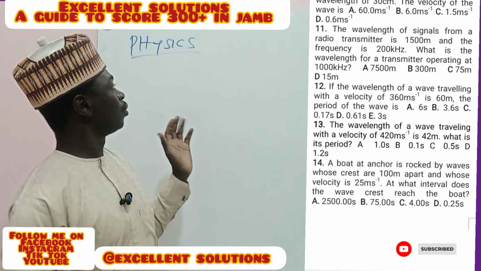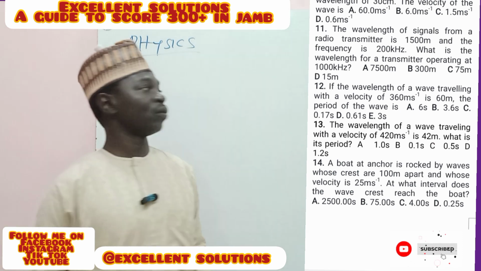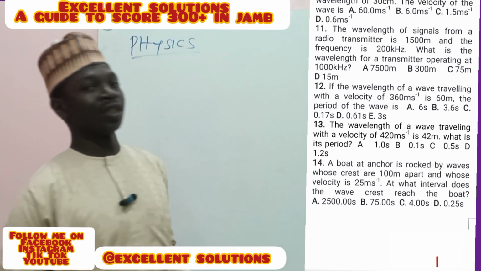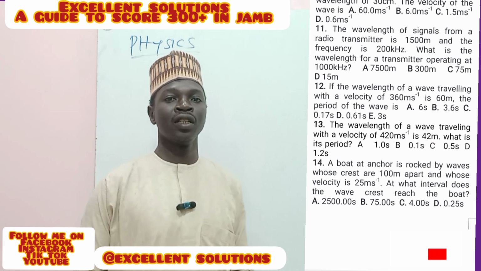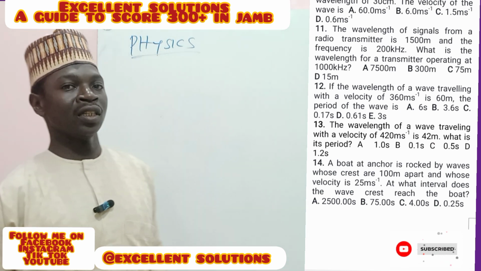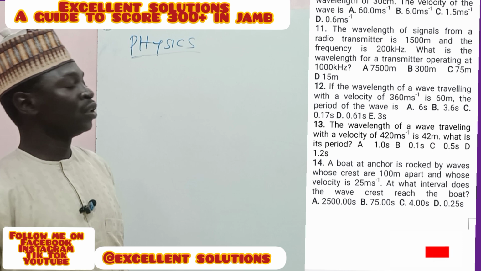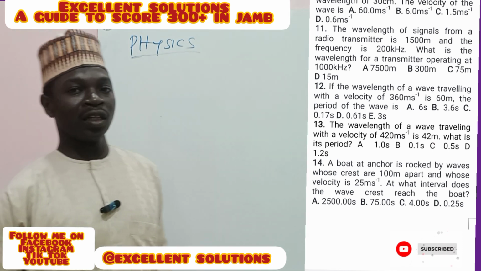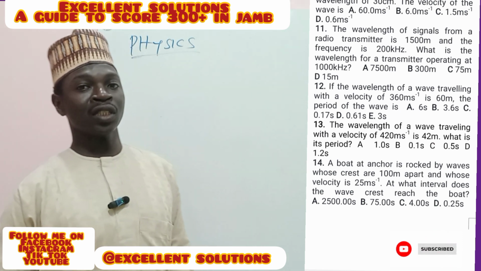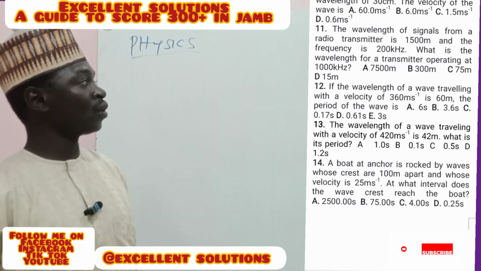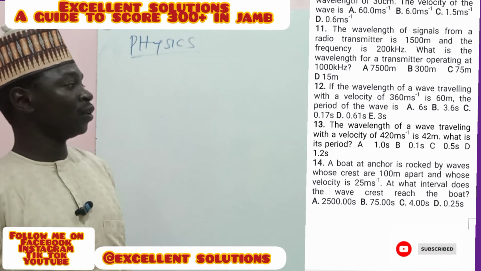Today we will continue with physics, from question 11 to 17, under terms associated with wave motion, that is frequency, wavelength, wave velocity and the period of a wave. If you don't forget, I posted questions 1 to 5 and 5 to 10 in my previous videos. So today we are continuing from there.